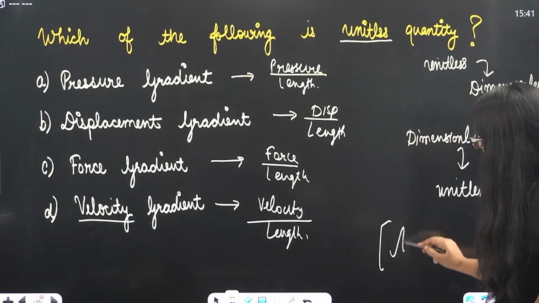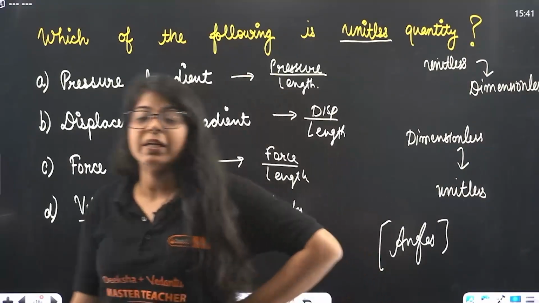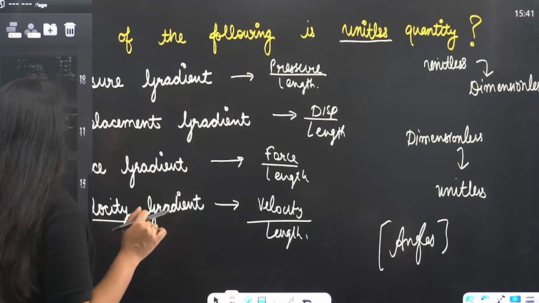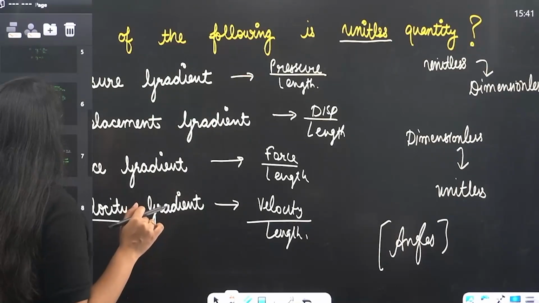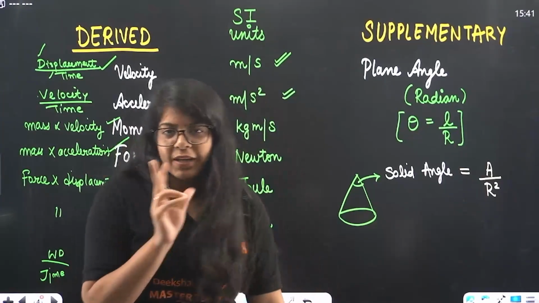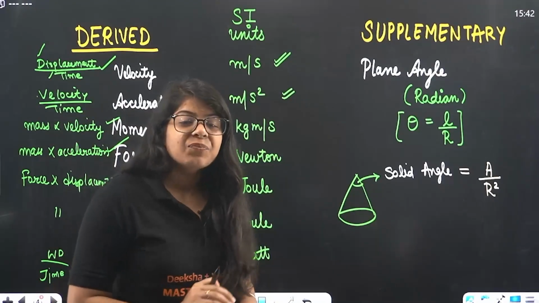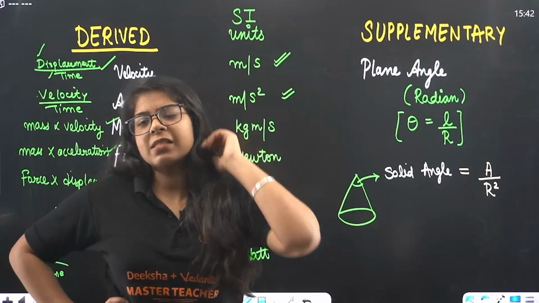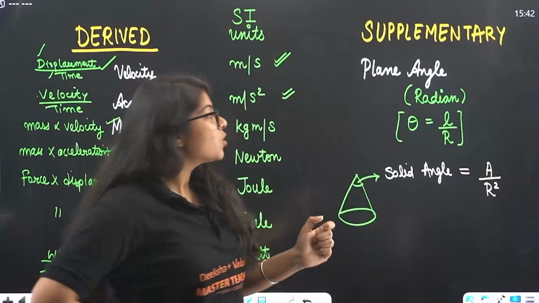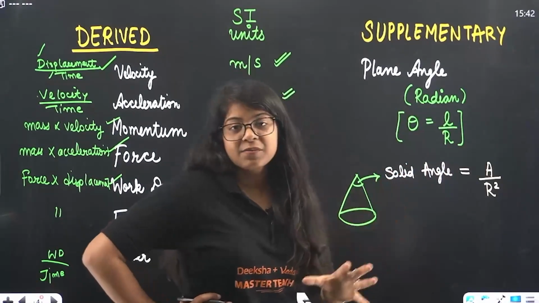You have studied about angles. We studied in the previous classes 40 degree, 30 degree, 20 degree. Here we are not going to study the angle in degrees, but in radians. This is a supplementary quantity. We gave two quantities, fundamental and derived, but we forgot the third one. Supplementary quantity is angle. The unit of angle is radian. Theta, the angle, equals length of arc by radius of the circle, right?